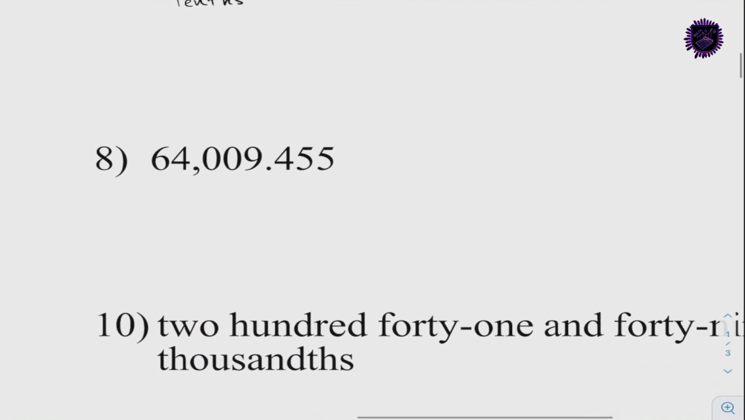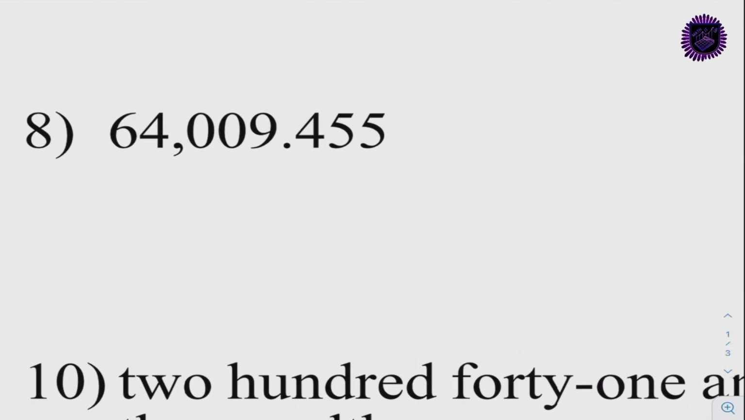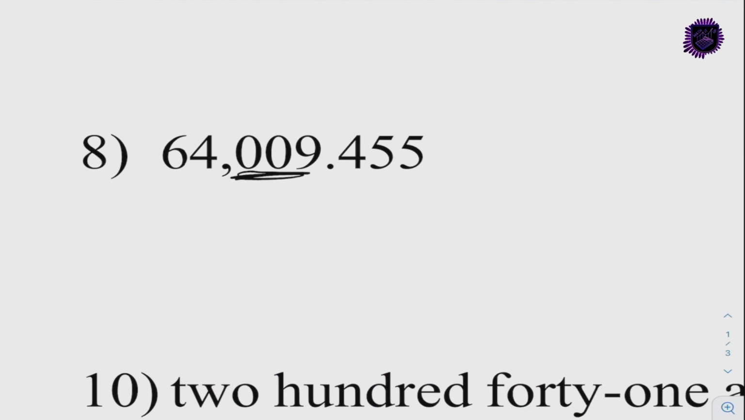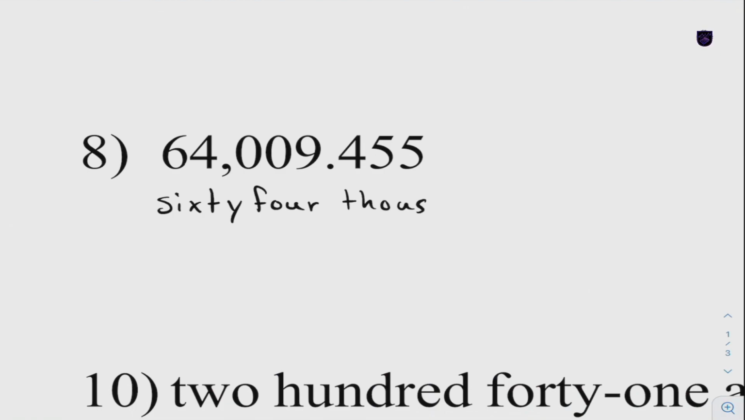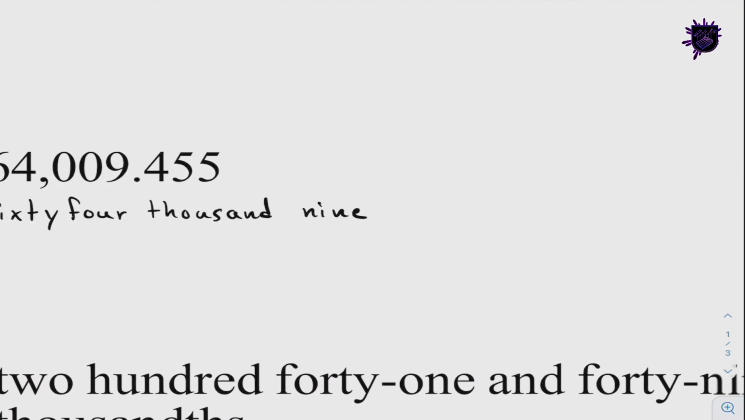Next one here is, oh my goodness. Okay. So we got some zeros in here, so that's going to be a little easier. And it's going to make it more reasonable at times because we don't have to write that place value there. Okay, we're going to write this as 64,009. That's the whole number.